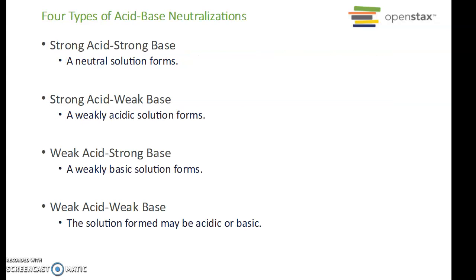So there are four basic types of acid-base neutralizations. You have a strong acid and strong base, and a neutral solution is formed. A strong acid and weak base, and a weakly acidic solution forms. A weak acid and a strong base, and a weakly basic solution forms. With a weak acid and weak base, it's neither acidic nor basic. It could be either one.